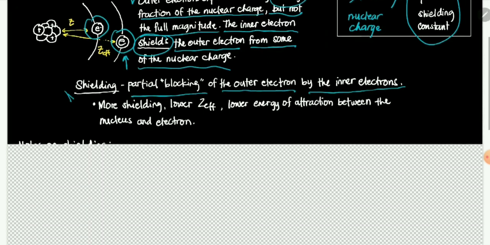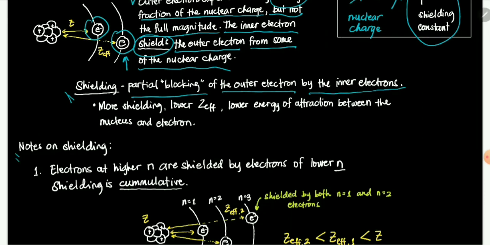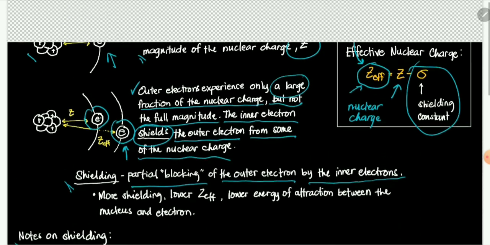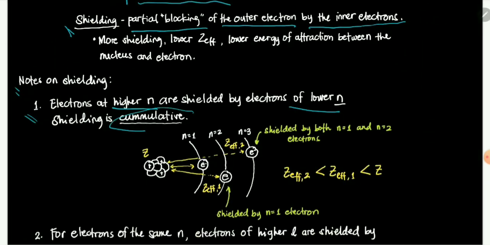Okay? So some notes on shielding. So number 1, electrons at higher N are shielded by the electrons of lower N. Okay? So the shielding is also cumulative. Ibig sabihin, nagpapatong yung mga shielding ng ating mga electrons as you go from lower N to higher N. So ano ibig sabihin nun?